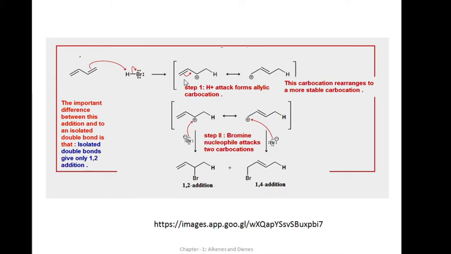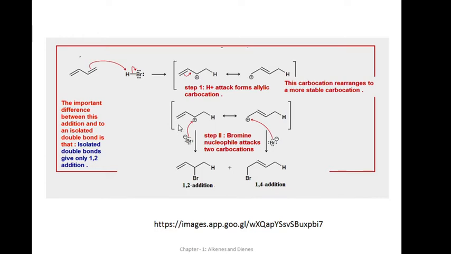What's the difference between these two carbocations? This is a secondary carbocation. This does have only one substituent, so this becomes a primary carbocation. So from secondary carbocation it has become primary carbocation via resonance. Now what happens is your Br minus can either attack this primary carbocation or Br minus can attack the secondary carbocation.